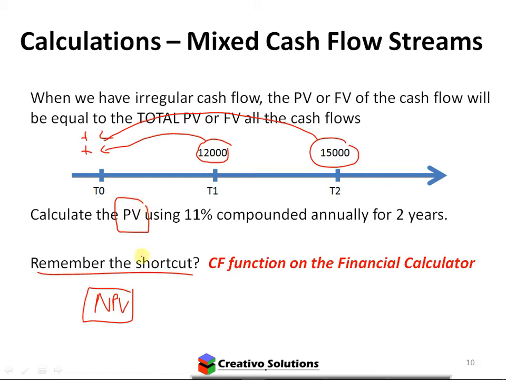You can either take each amount back separately and add the two amounts together, and you'll get the NPV. Or you can do it in one step on the calculator. If you can do it in one step on the calculator, it's simpler.